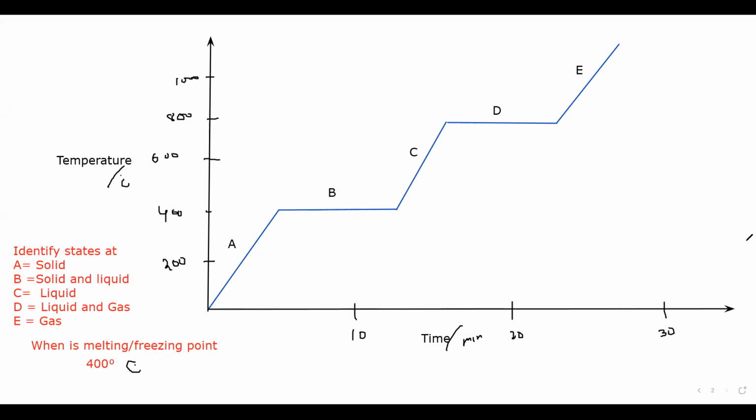And what about the boiling point? So the boiling point is 800 degrees centigrade. So from the graph, whenever they ask for a boiling point or a freezing point, you will just draw a horizontal line to the y-axis to work out the boiling temperature or the melting temperature according to the state.